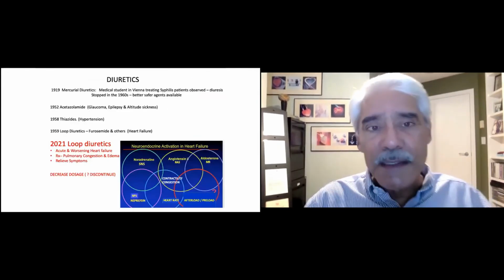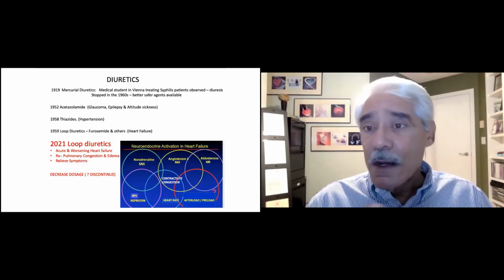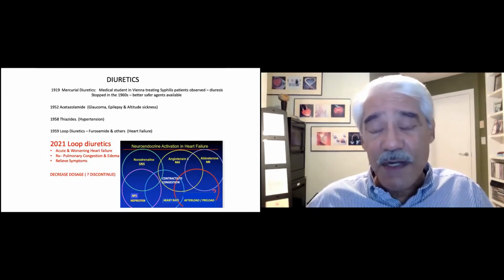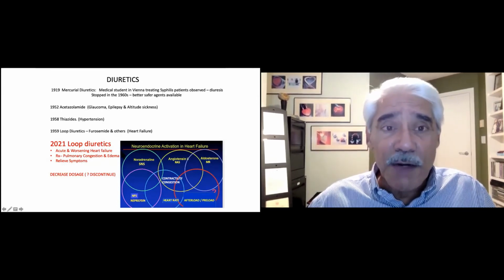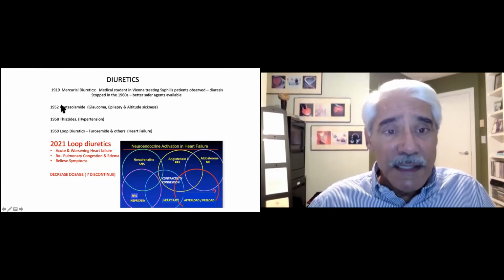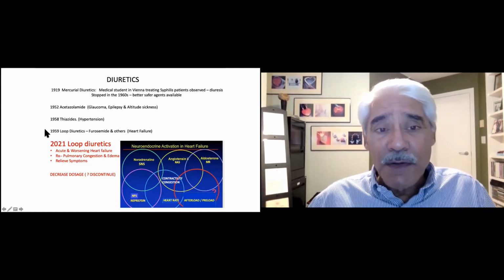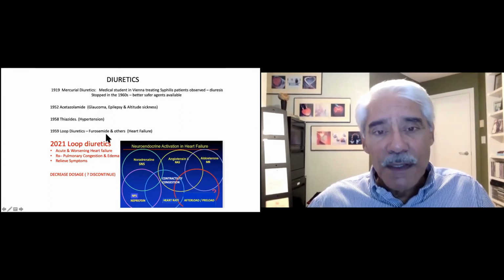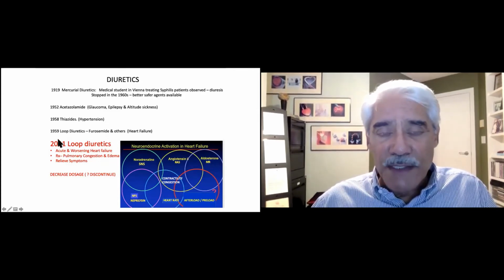Diuretics started in 1919. A medical student was injecting these mercurial injections into patients with syphilis in Vienna. And the medical student noticed that these patients were rushing to the bathroom all the time and were having a diuresis. And that started the era of the mercurial diuretics. And then we went on to the thiazides in the 1950s. And it was not until the end of the 1950s that the loop diuretics were developed. And the furosemide is the common one that we use most of the time. And we still use the loop diuretics to this day.